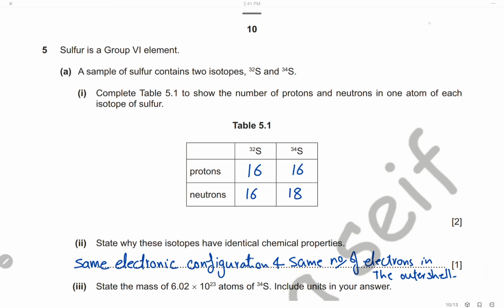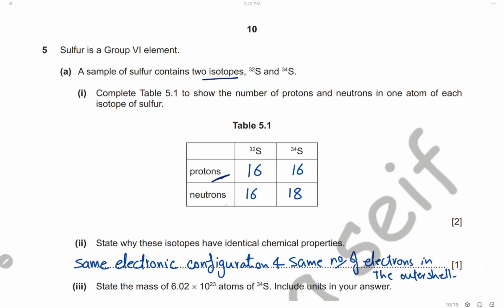Question 5. Sulfur is in group 6. The symbol of sulfur contains 2 isotopes, sulfur 32 and 34. Complete the table to show the number of protons and neutrons in one atom of each isotope of sulfur. The first isotope, sulfur 32, of course we will search in the periodic table to know the number of protons for sulfur. It's 16, so the number of protons will be the same for both isotopes, 16 and 16.